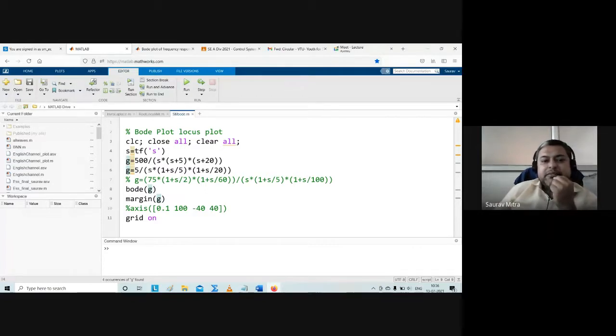So for the final time I am explaining. 5 by s will start at 34 dB at 0.1, and from there it will be falling with a slope of minus 20 dB per decade, up to the corner frequency of 5. How do I understand corner frequency? Because in s plus 5, take 5 outside, it is 1 plus s by 5. In s plus 20, take 20 outside, 1 plus s by 20. So how many corner frequencies are in this equation? There are two corner frequencies. One is 5 radian per second, one is 20 radian per second. What happens at corner frequencies? The slope changes.